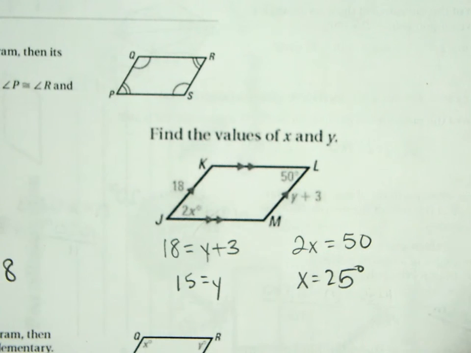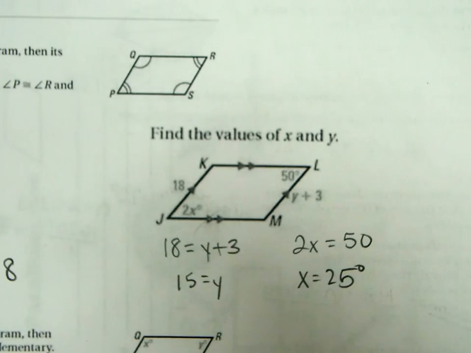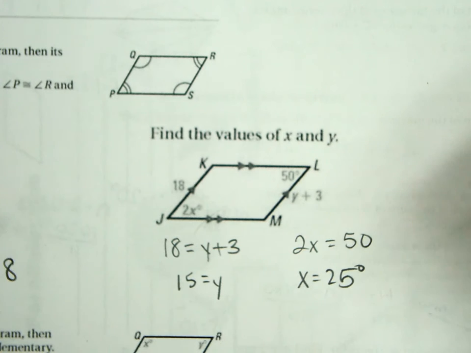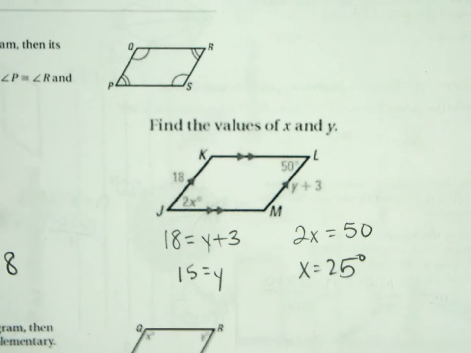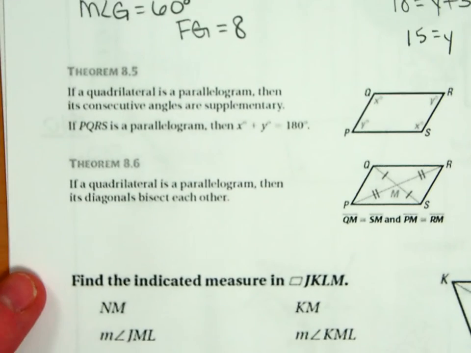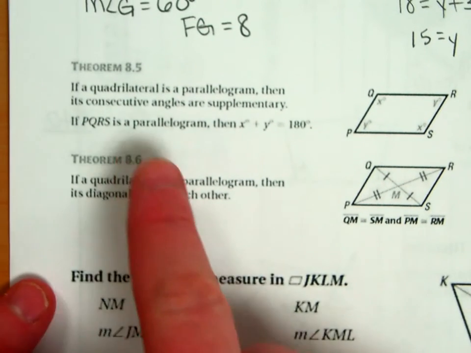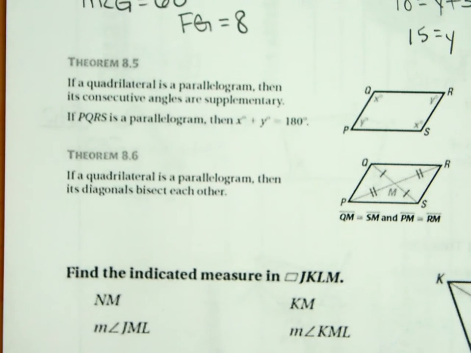Alright, so parallelogram. Opposite sides are parallel. If a quad is a parallelogram, then its opposite sides are congruent. And if it's also a parallelogram, then the angles that are opposite of each other are congruent. So, the next one we got is, if a quadrilateral is a parallelogram, then the consecutive angles are supplementary.